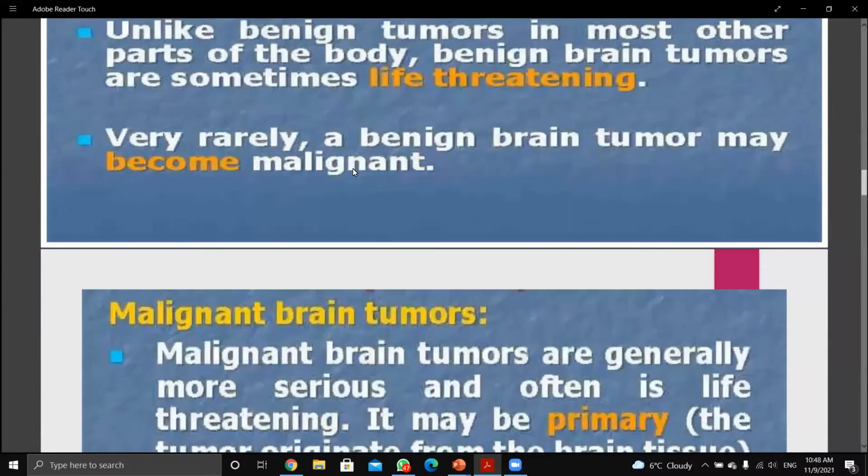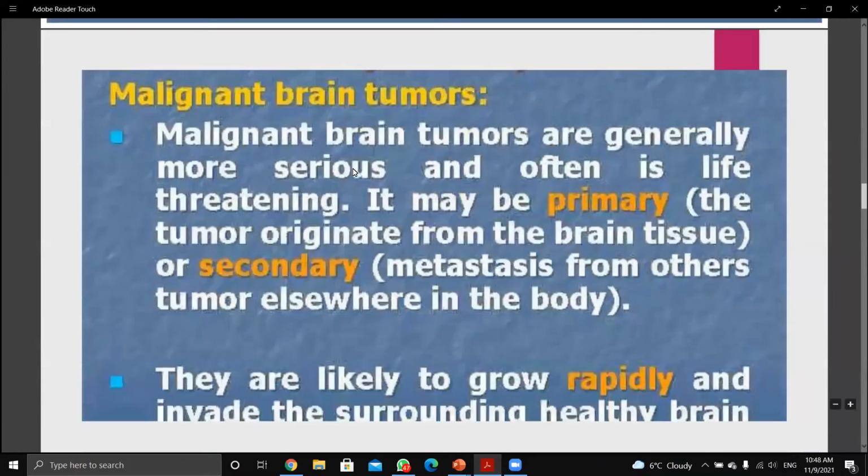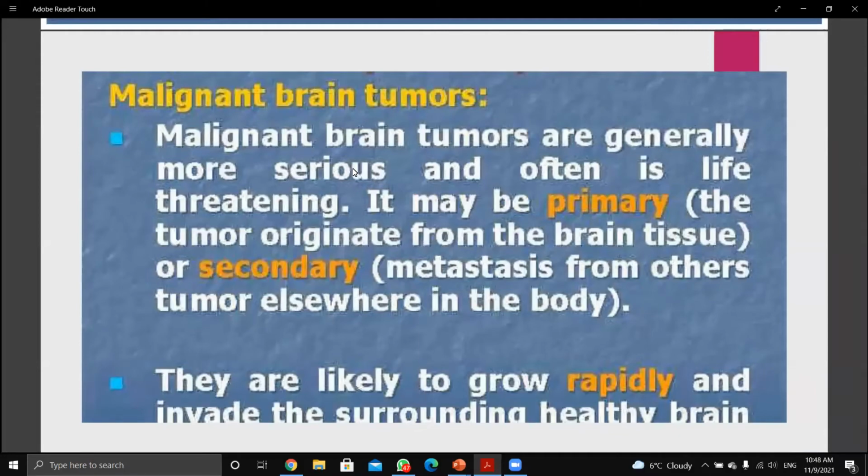What is a malignant brain tumor? Malignant brain tumors are generally more serious and often life-threatening. It may also be primary, where the tumor originates from the brain tissue, or secondary, from other tumors elsewhere in the body. They are likely to grow rapidly and invade the surrounding healthy brain.